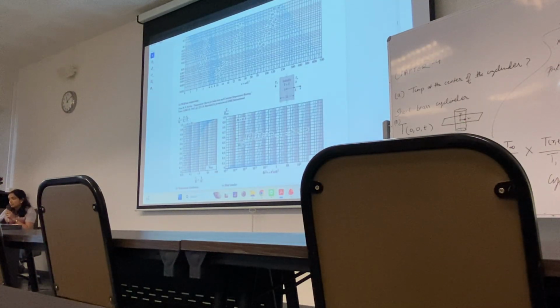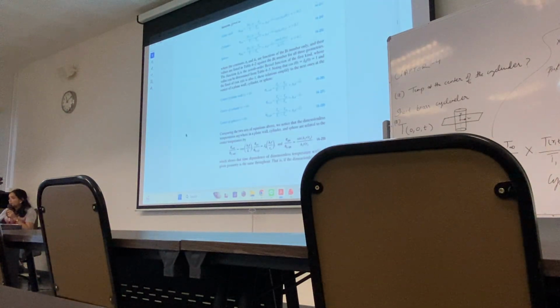You barely use this graph because this graph is for heat transfer. How much heat has transferred? Q. Okay? But mostly you use these two graphs. I will write down.